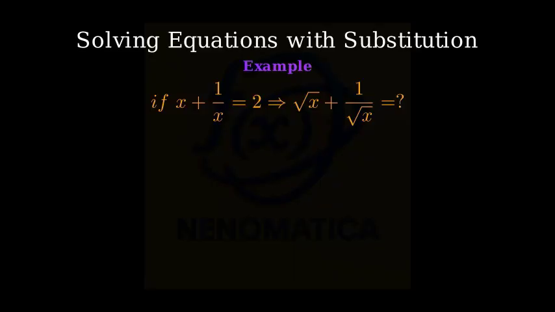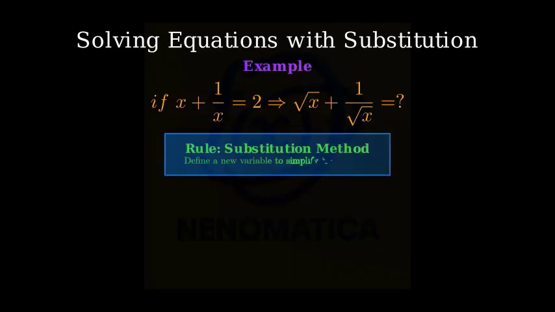Let's start by defining a substitution that will help us solve this problem. Let's call a equals square root of x plus 1 over square root of x. This is the value we need to find. To solve this problem, we'll need to find a relationship between a and the given information.